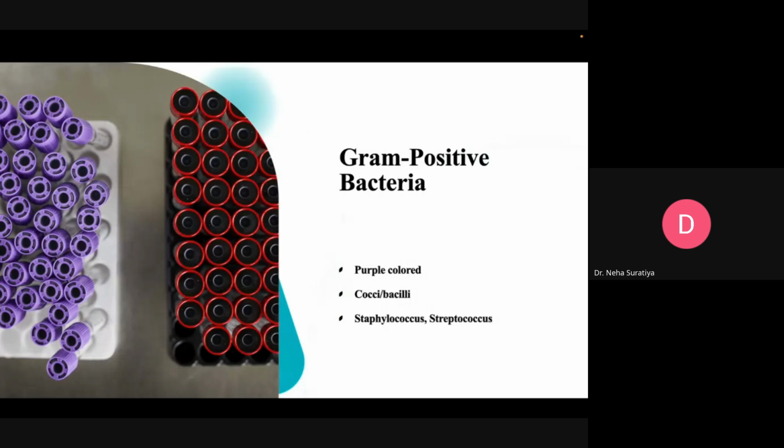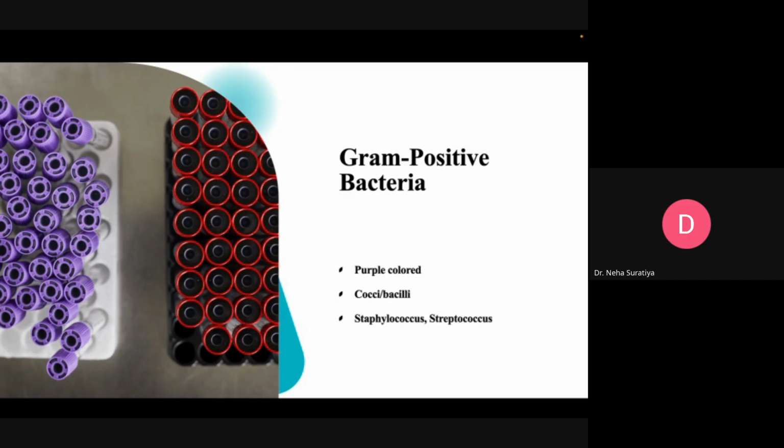Okay, a purple shade. So gram positive bacteria appear purple or blue or violet under the microscope, clearly visible. We have some common patterns: cocci in clusters will show you staphylococcus. Cocci in chain-like structure give you streptococcus and enterococcus. And if you have rod-shaped bacteria, that is bacillus or clostridium.